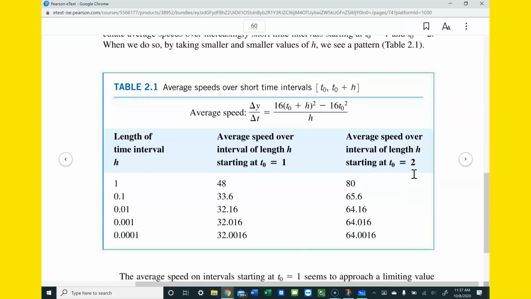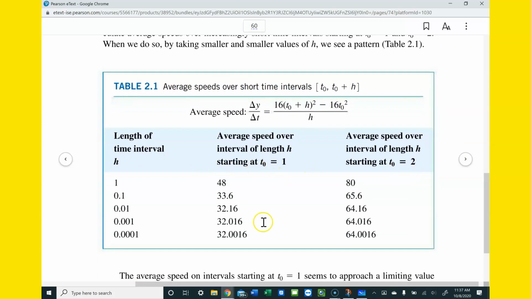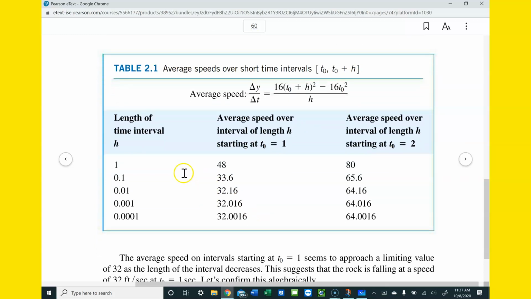All right, so watch this. Let's try to understand what we're looking at in this table. This gives you the average speed when the moment you're looking at is 1, and the next moment you're looking at is this far away from 1. So the average speed when we're looking at the moment of 1, and then we go 1 second away from 1, which is 2, is 48. That's what we found in the example earlier.